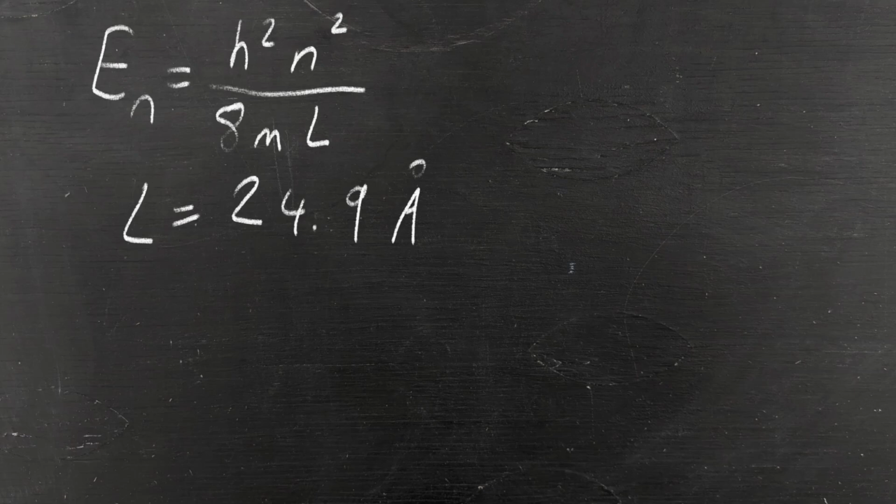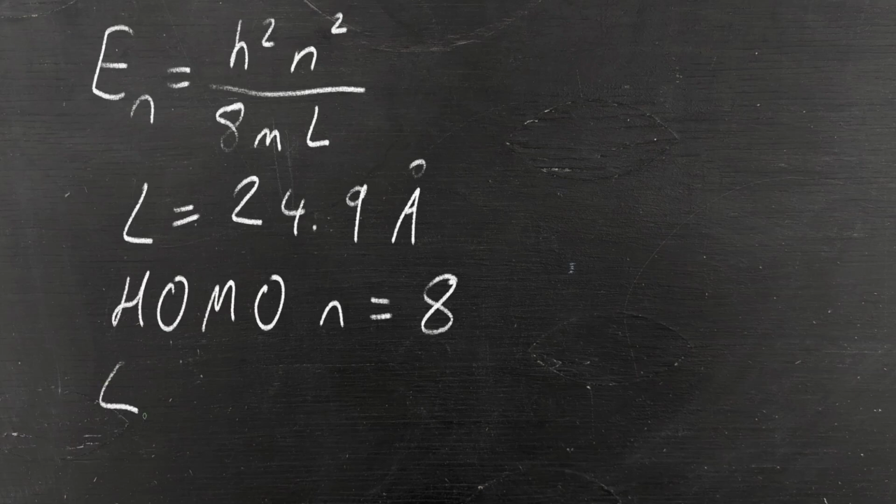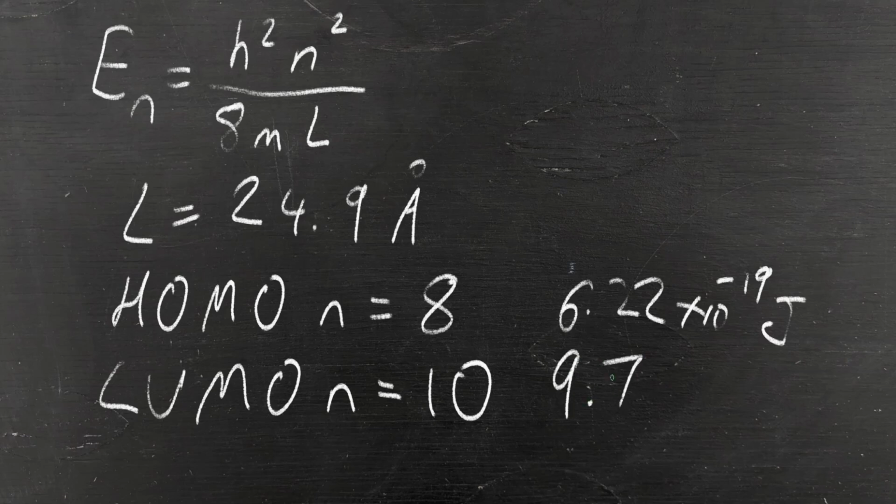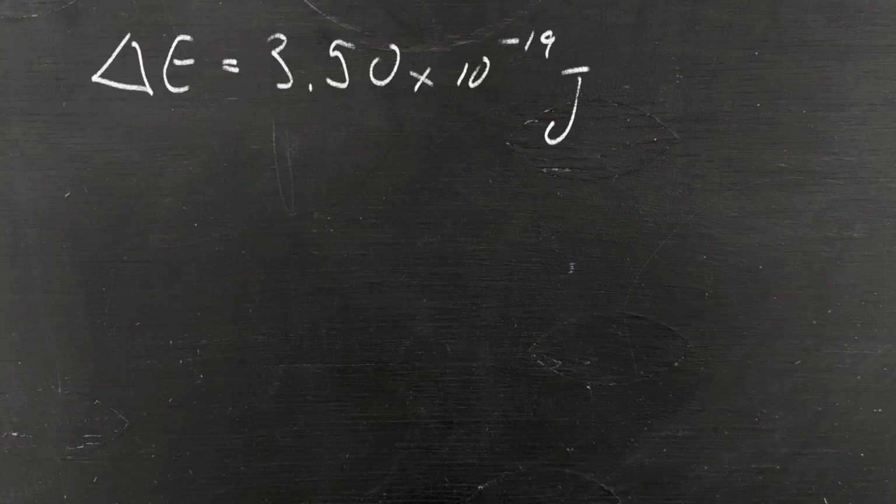Based on what we said before, our HOMO is going to occur when n is equal to 8, which means that our LUMO is going to be when n equals 10. You can then insert the appropriate values to calculate those energy levels. I did this and I found that the energy of the HOMO is 6.22 times 10 to the negative 19 joules, and that the energy of the LUMO is 9.72 times 10 to the negative 19 joules. The difference in energy is 3.5 times 10 to the negative 19 joules.